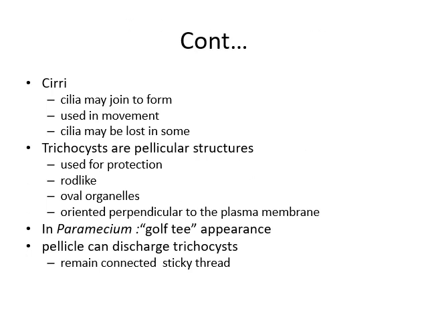Then cirri. Cirri may join to form structures used in movement, and cilia may be lost in some larger animals. Trichocysts are pellicular structures used for protection. They are rod-like, sometimes oval organelles, oriented perpendicular to the plasma membrane. Paramecium appears golf-tee shaped because of these trichocysts. The pellicle can discharge trichocysts, which remain connected with sticky threads.